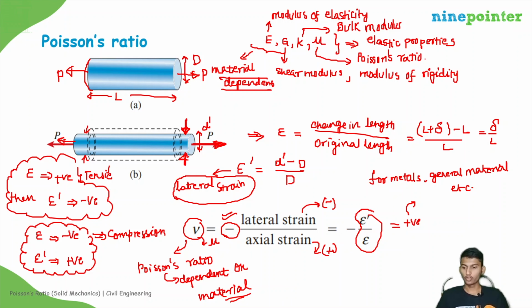So similarly, suppose you take a three-dimensional cube, and you apply a compressive force in this direction. Then there will be axial strain in this direction, and longitudinal strain in this direction also, and in this direction also, right? So it is producing strain in three directions on application of load in one direction. So this is about Poisson's ratio.